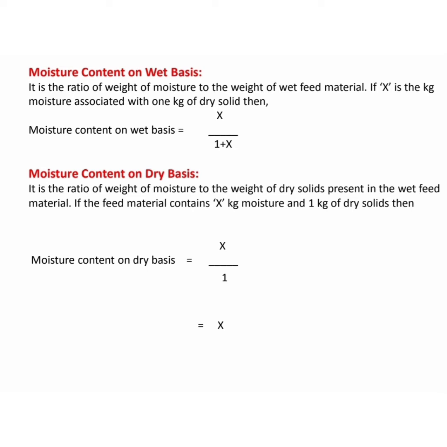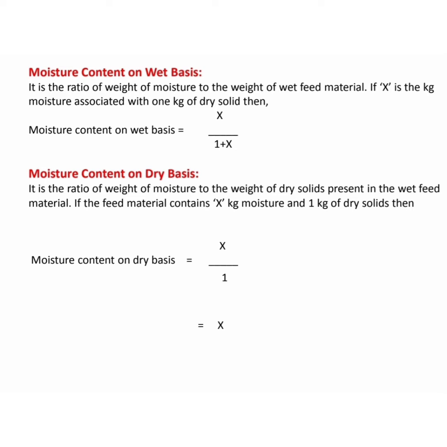Now let's see different types of moisture content. First, moisture content on weight basis. It is the ratio of weight of moisture to the weight of wet feed material. If X is the kilogram moisture associated with 1 kilogram of dry solid, then moisture content on weight basis is equal to X upon 1 plus X.